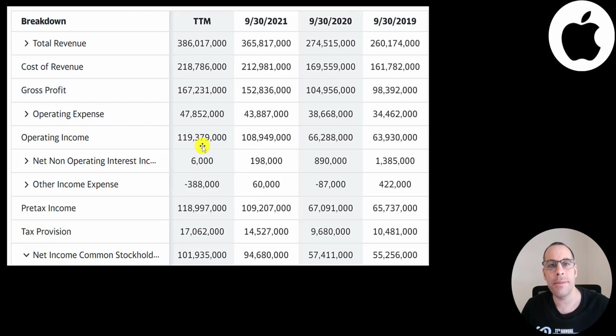Even though they have a lot of debt, they receive more interest on their investments because they have a ton of cash and short-term investments on their balance sheet. Then you have other income and expenses. These are all the gains or losses not part of the company's core operations. Then you have your pre-tax income, your taxes, and the bottom line of the income statement is your net income, which is over 100 billion in the trailing 12 months.